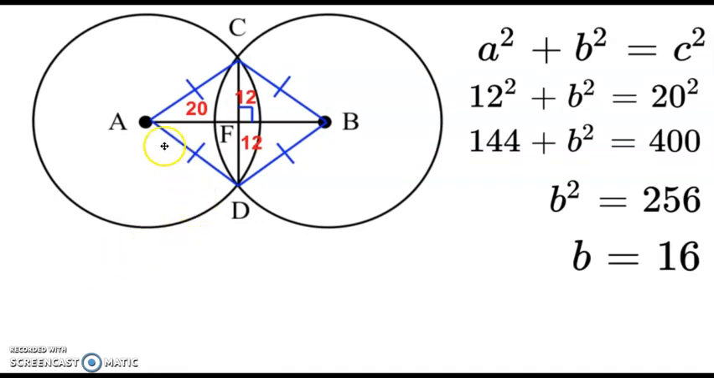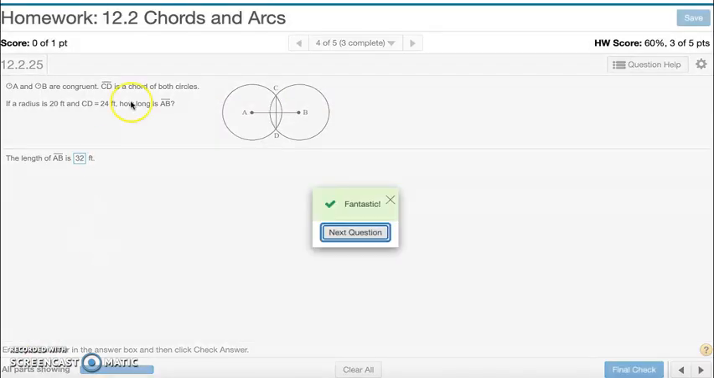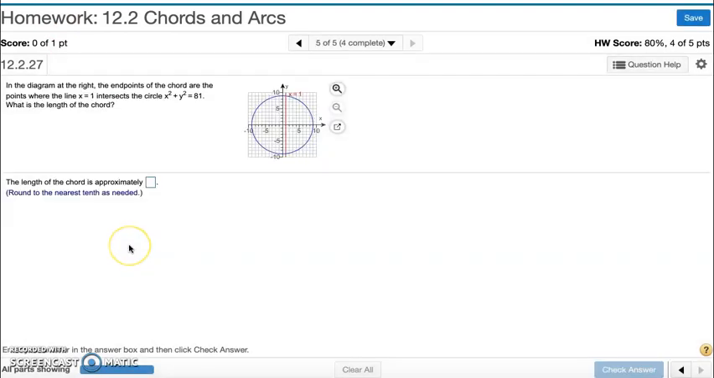Now that 16 is just a portion from a to f, and then f to b. To get the whole length of AB, I got to double it. So 16 times 2 is 32. So that's the length of AB. So let's type it in. The length of AB is 32. And that's number 4.